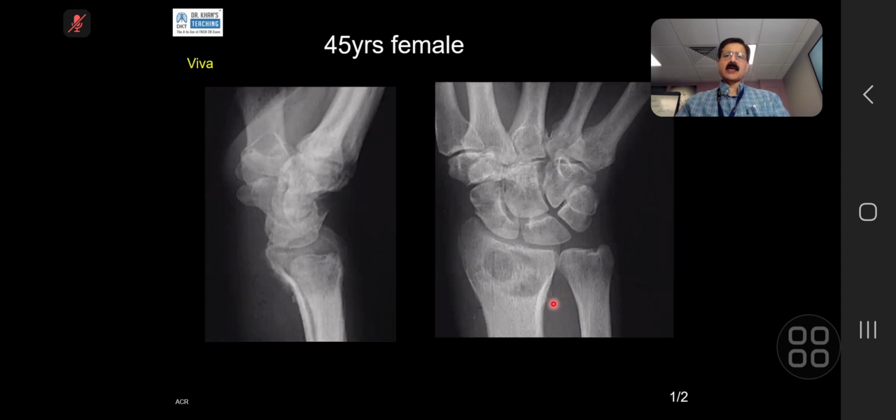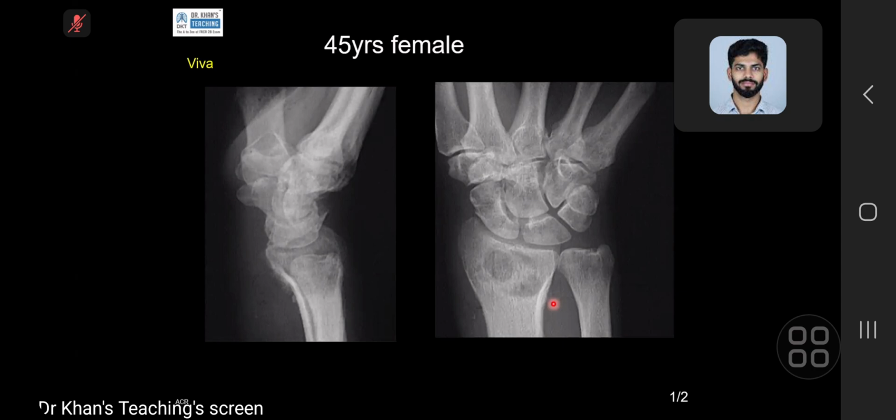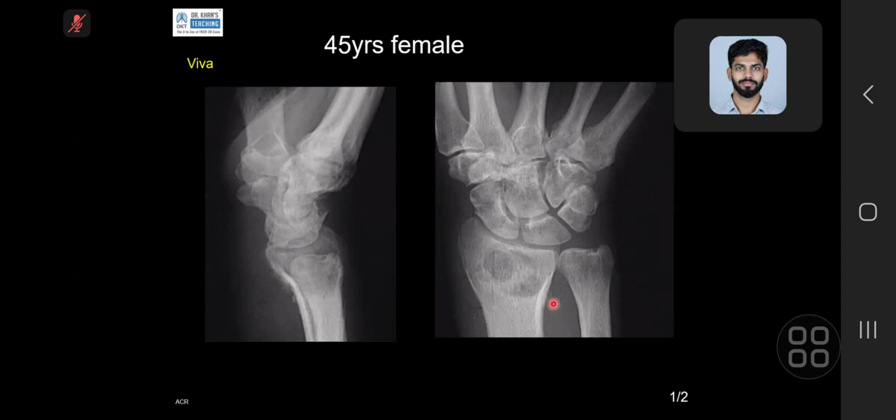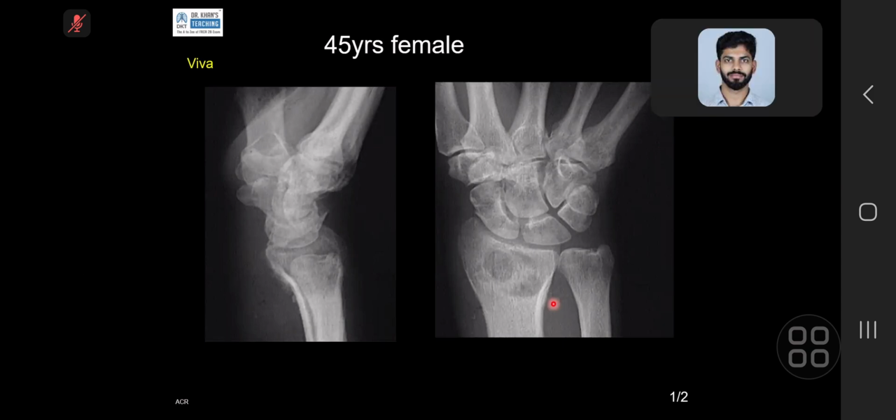So can it be a giant cell tumor? Yes, sir. But usually it's locally aggressive, but not with a wide zone of transition. Anything else? With a wide zone of transition, it's not possible.